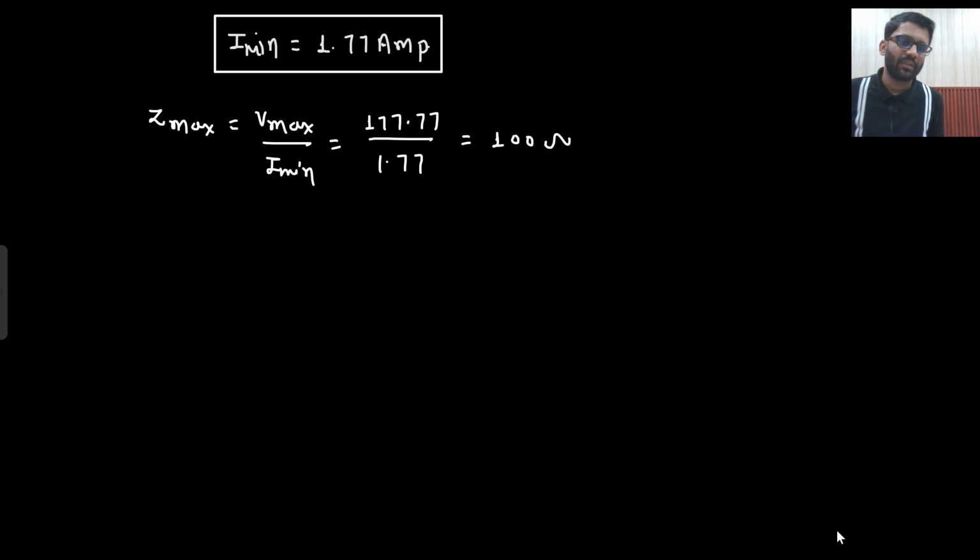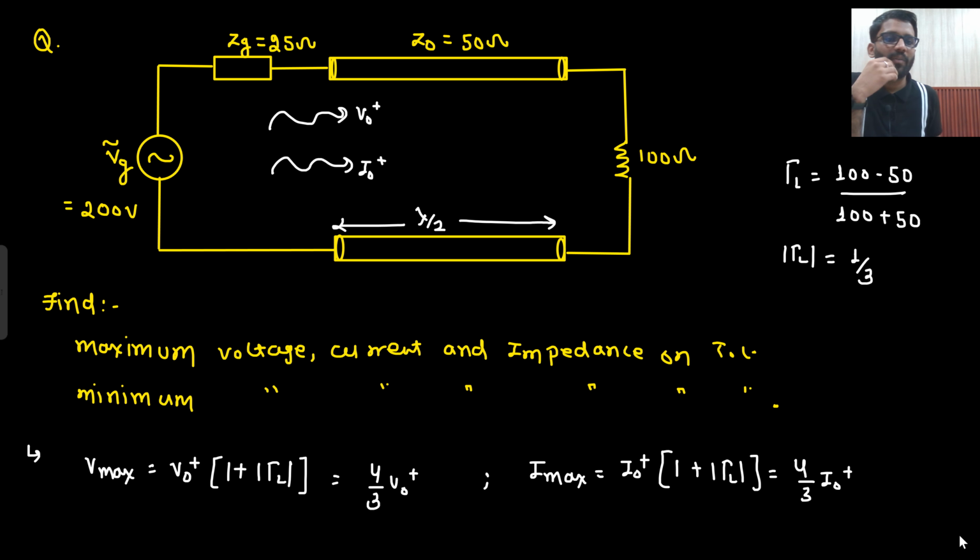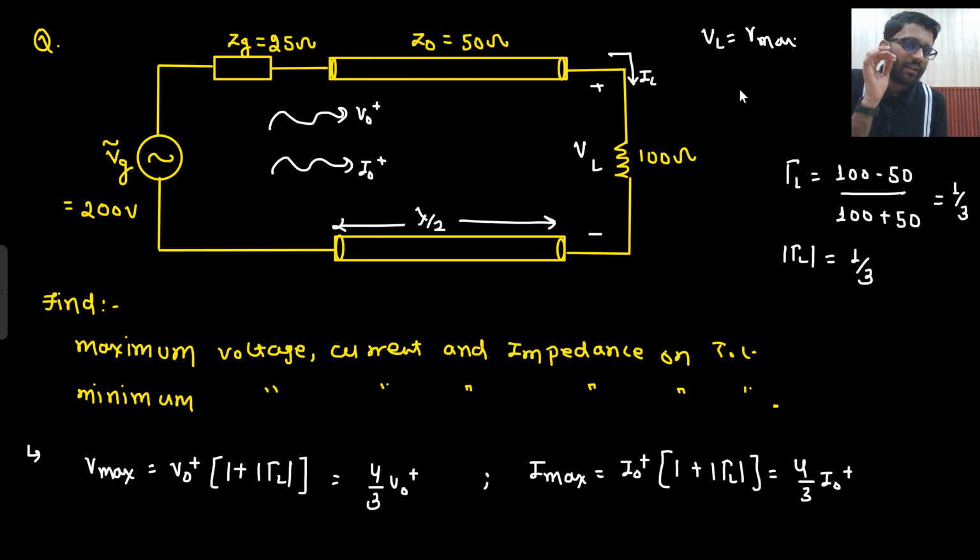Why is that so? Because where you will get your Vmax and I min? Here only, no? This will be your Vmax, because here your gamma L is positive. This you are getting as 1 by 3. So gamma L is positive, load is resistive. That means at load only I will get my maxima. So VL will be your Vmax and IL will be your I min only, because at the load you will get a maximum voltage and minimum current. Are you getting this point?